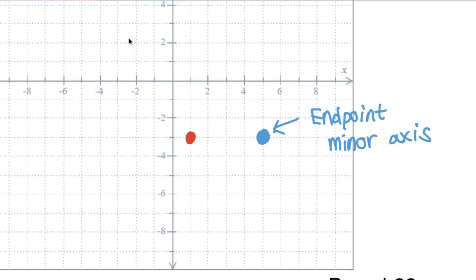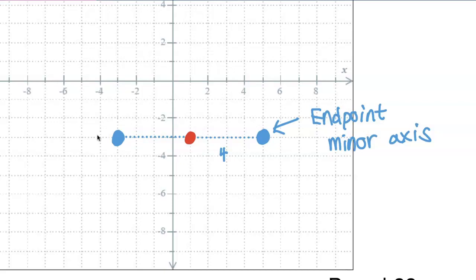Take a look, okay? So we went how many to the right from the center? So we went 1, 2, 3, 4 to the right from the center to plot this one endpoint. We're going to do the same thing to the other side. So let's go 4 to the left. 1, 2, 3, 4. So we know the other endpoint must be over here. So we got the minor axis sketched perfectly, okay?